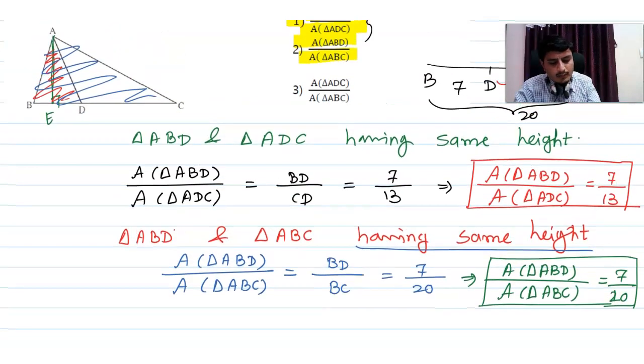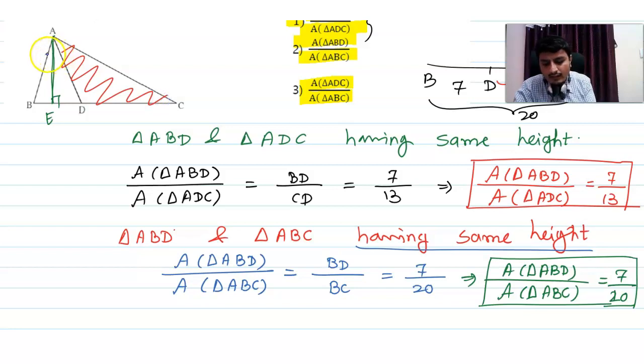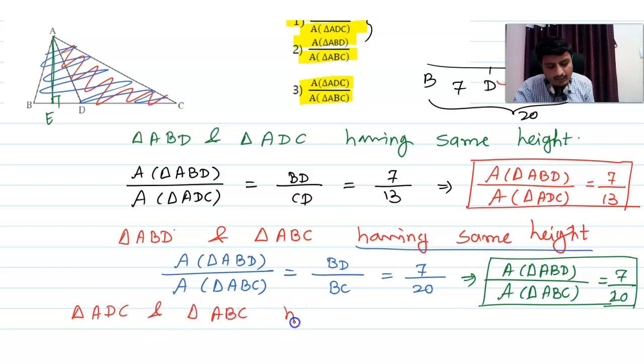Now look at the third sub question. We have to evaluate the ratio of the areas of two triangles, ADC and ABC. So instead of using ABD, we have to use ADC, the red shaded triangle, and the other triangle is the overall blue shaded triangle, meaning ABC. Again, those two triangles have the same height, that is AE. So I am writing that triangle ADC and triangle ABC have the same height. Look at both the triangles carefully.